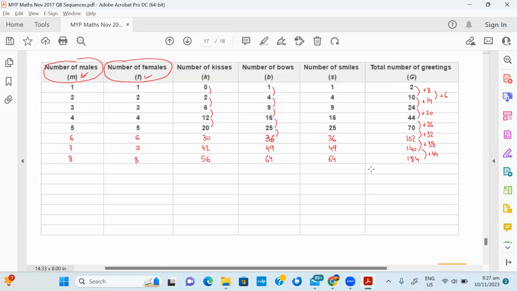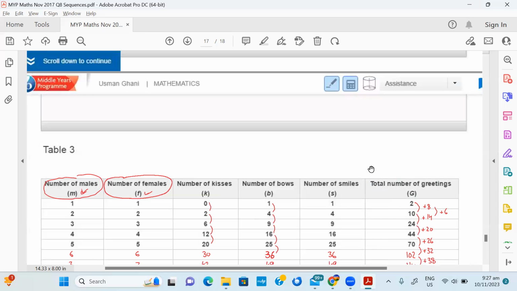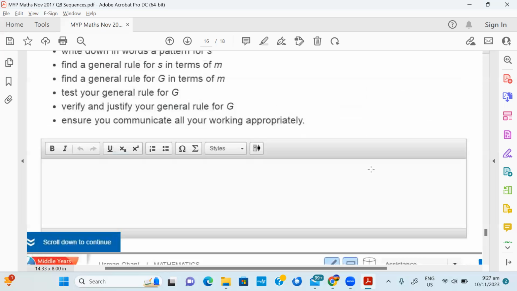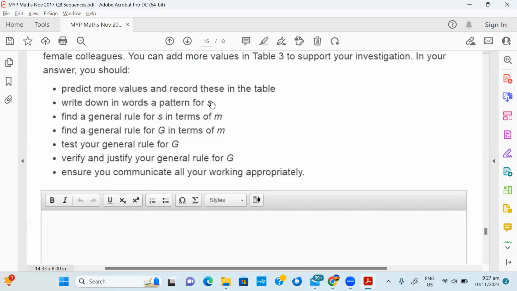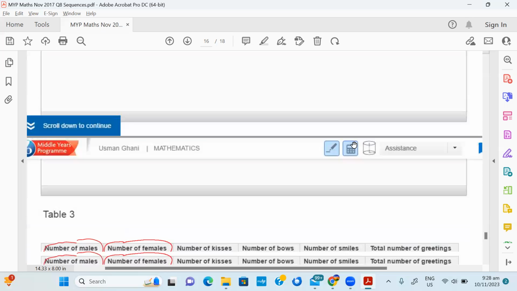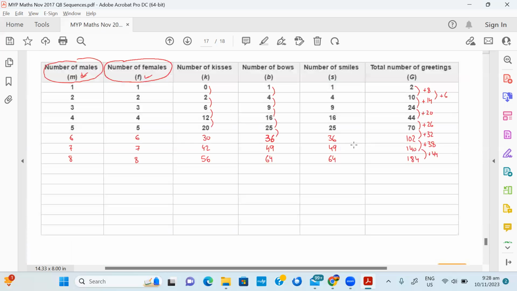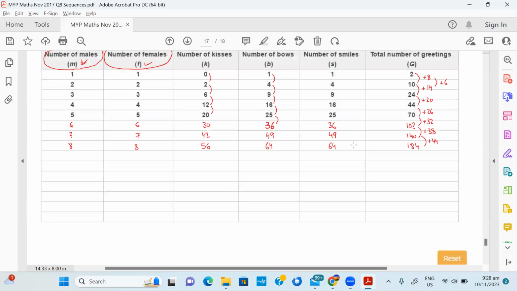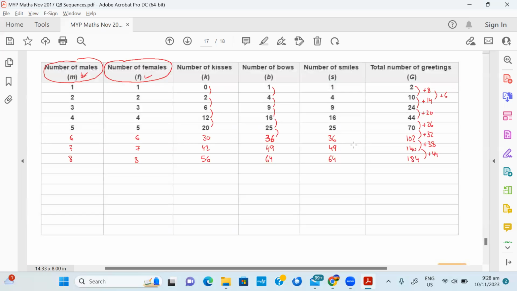So we have done the first bullet point, which is predict. Let's move ahead. Our next bullet point is, you can also write its heading: write down in words a pattern for column S. What will the pattern of column S be? Can any one of you tell me? It's really evident.